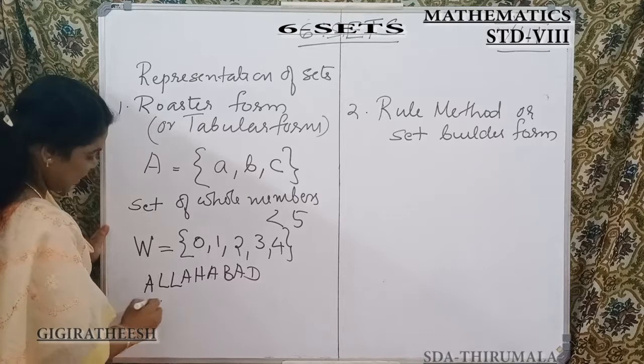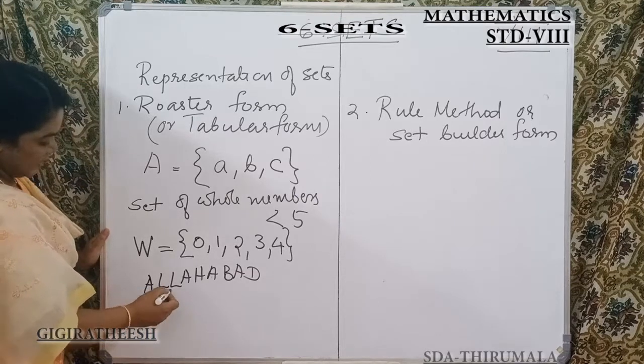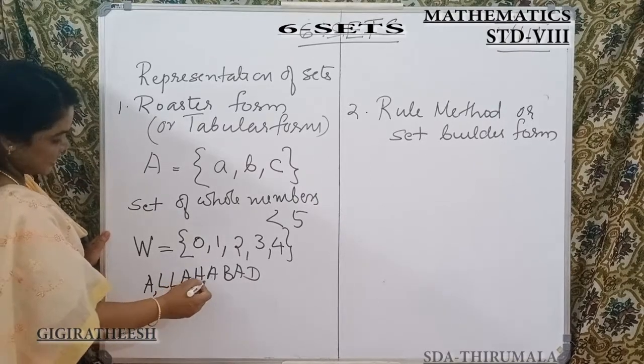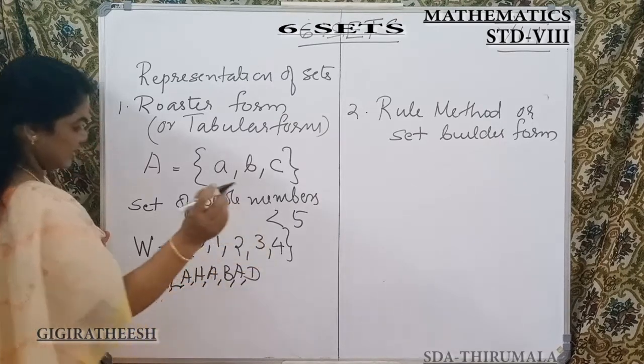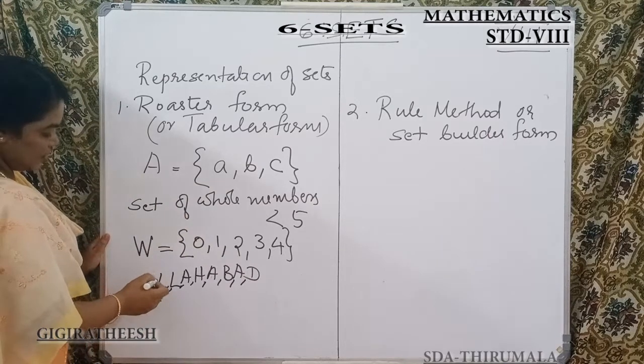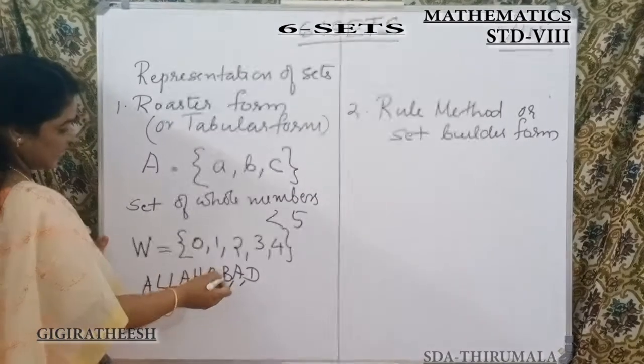How many elements are there here? A, L, A, H, A, B, A, D. Okay, how many elements are here? 1, 2, 3, 4, 5, 6, 7, 8, 9.